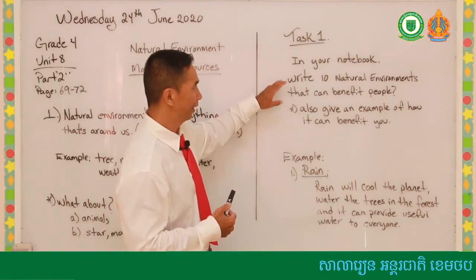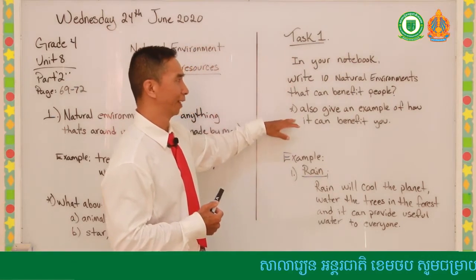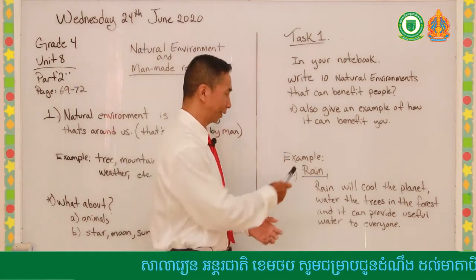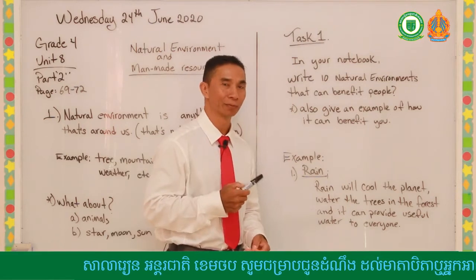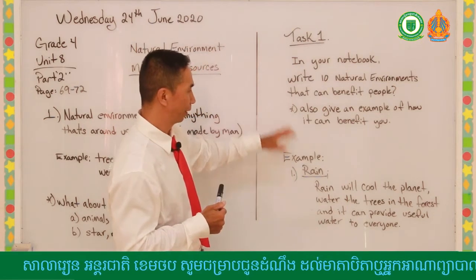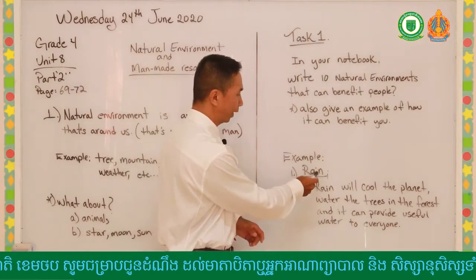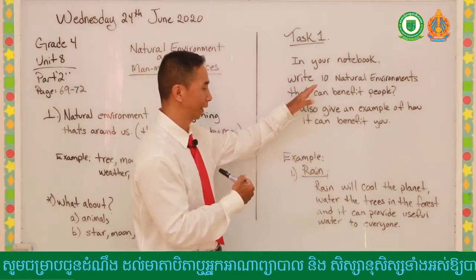Okay, I want you to write 10 natural environments and give an example of how each can benefit you. For one, I have made an example for you to see. I have picked a natural environment called rain. So I wrote down rain as my example, one of my 10.